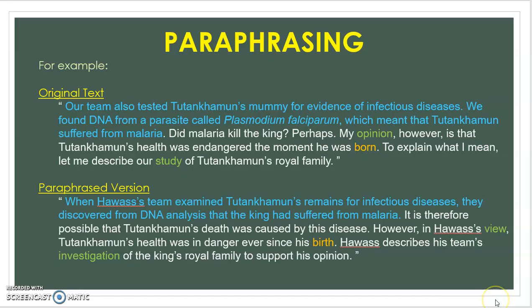Also, please bear in mind, if the original source that you want to paraphrase in your academic essay later on is written in the first person using the pronoun I, my team, my family, and all that, when you paraphrase it into your academic essay, you will need to change the point of view of the text into the third person, by using a pronoun like he, she, or Hawastin in this case.